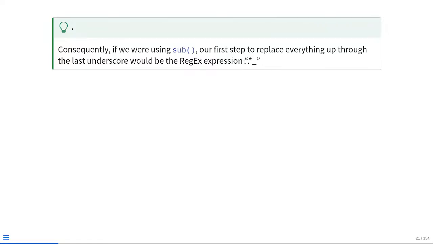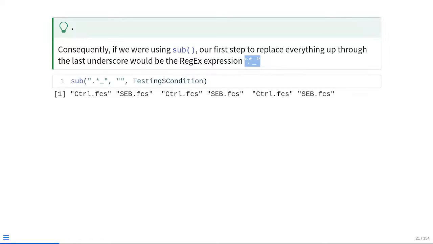And I'll show you an example of what this looks like here, and I'll go through more of the explanation of what these individual dot asterisk underscore mean as we go forward. So if we're using the sub function and using a regular expression, we're basically giving it the pattern to match, which is dot asterisk underscore, which basically matches everything that's before that last underscore. And then we're replacing it with nothing, so we leave these quotation marks empty. And then we're operating on our data frame, specifically our condition column.